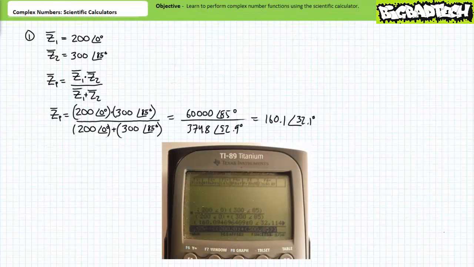For our first example problem, we're given arguments z1 and z2 in polar format and asked to solve for zp, expressing our final answer in polar format. Substituting in our given values, we arrive at the answer 160.1 at an angle of 32.1 degrees. Note it would be necessary to enclose the addition operation below the division operator in parentheses to ensure the calculator performs the operation in the intended sequence. Remember, you need to perform this operation in a single sequence and can enter it using as many steps as it takes to get the correct answer.